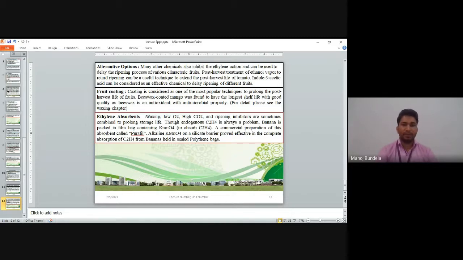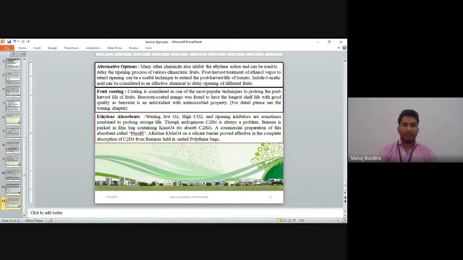Ethylene absorbent. Waxing, low oxygen, high carbon dioxide, and ripening inhibitors are sometimes combined for prolonged storage life, though under such conditions endogenous C2H4 is always a problem.